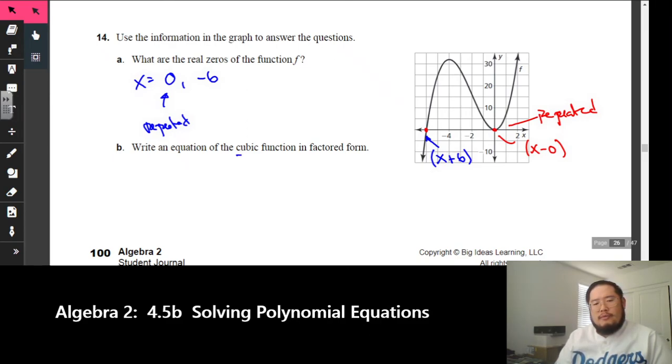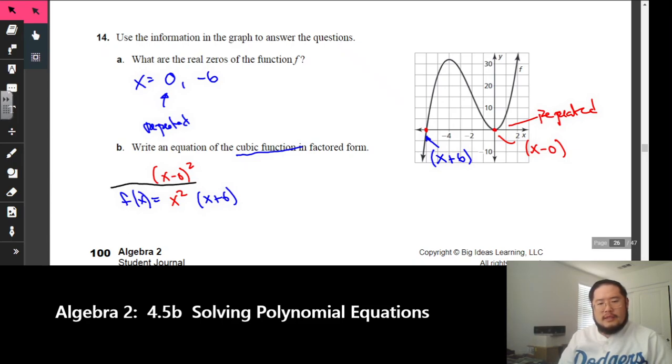Now it says write the cubic function in factored form. So how am I going to do that? Well, remember, if it repeats, then it has to be an odd degree. So I could take this x minus 0 and put this to the second power. And this becomes x squared. Simple as that. How about the next solution? We take that negative 6 and write it as x plus 6. And there you go. f of x is equal to x squared times x plus 6.